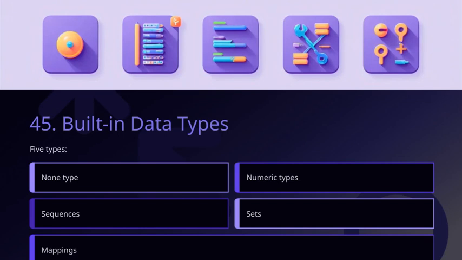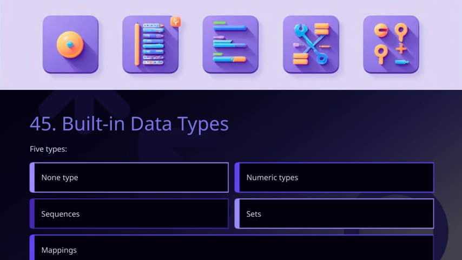Now, let's take a closer look at some of the fundamental built-in data types in Python. First, we have sets, which are collections of unique elements, great for when you need to eliminate duplicates or perform mathematical set operations. Moving on, we have numeric types, including integers, floats, and complex numbers, which allow us to perform mathematical calculations with precision. Then there are mappings, with dictionaries being the most common example, and these are key-value pairs that help us organize data efficiently.